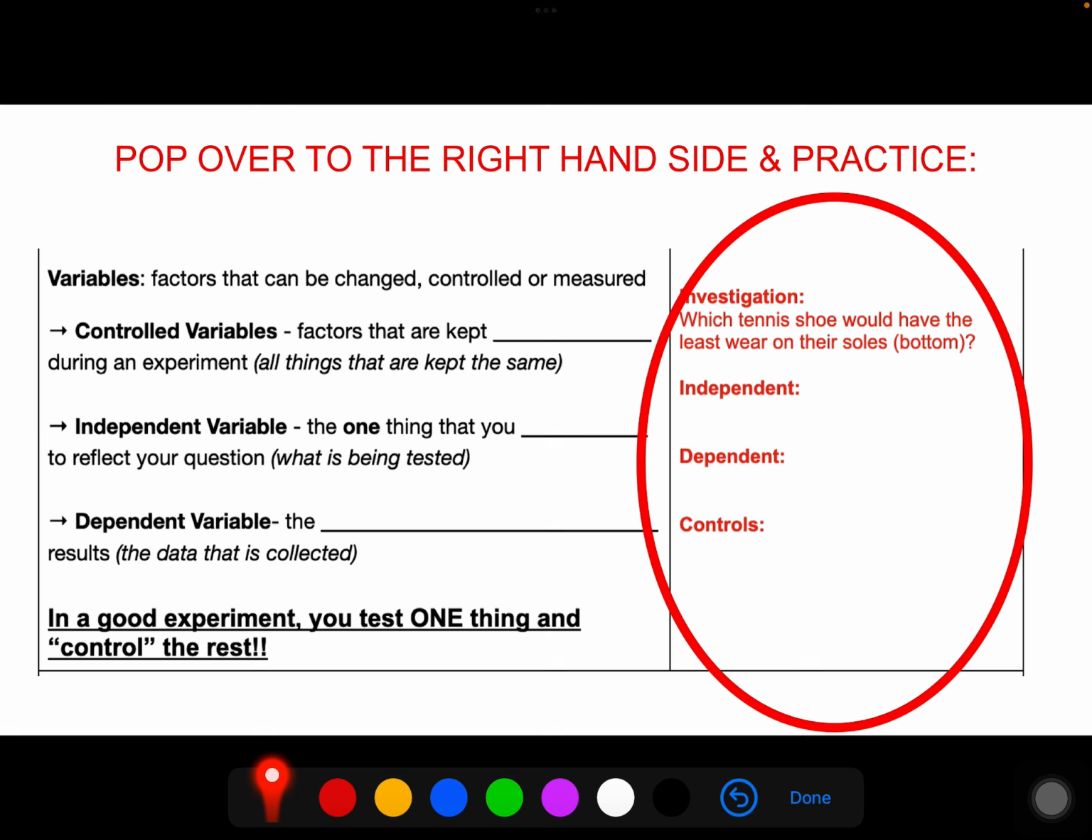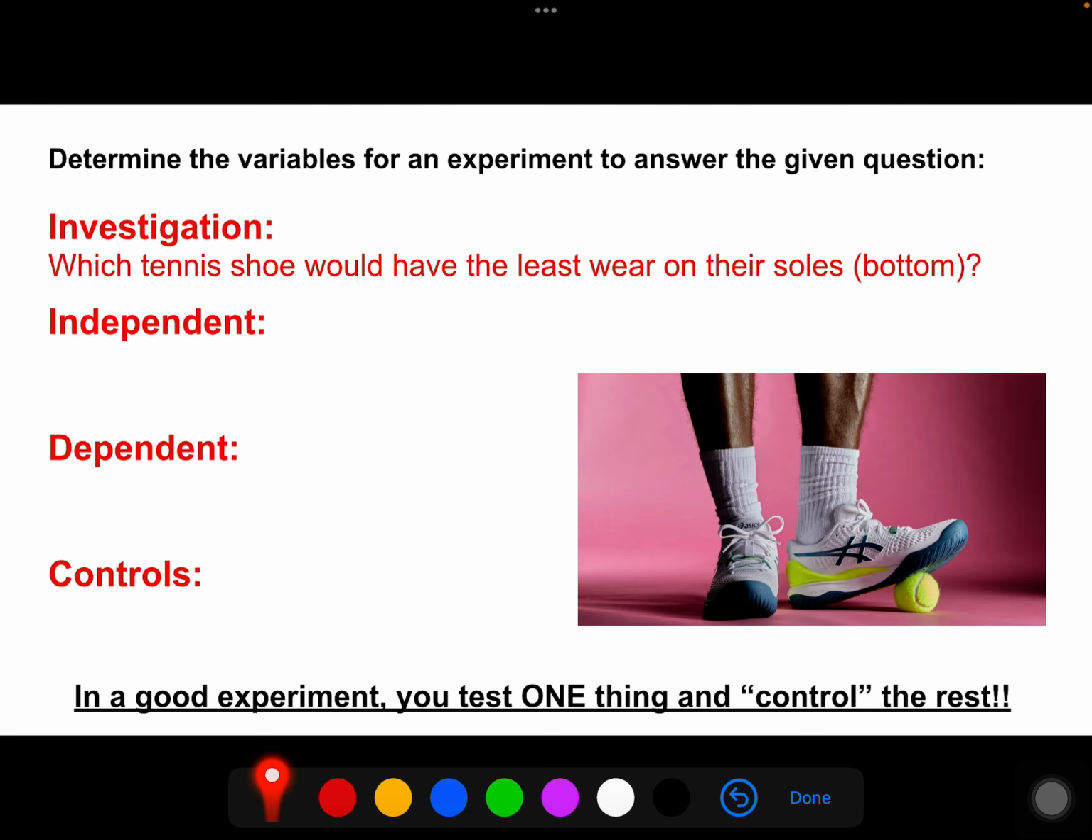So one more time, popping over to the right-hand side, thinking about an example once more using those different variables: independent, dependent, and control. So here's our example. We're thinking which tennis shoe would have the least wear on the sole of the shoe. Okay? The sole is this part right here, the bottom of the tennis shoe, this blue part right here. If we tested many different shoes, which one would have the least amount of wear? That's what we're looking for.